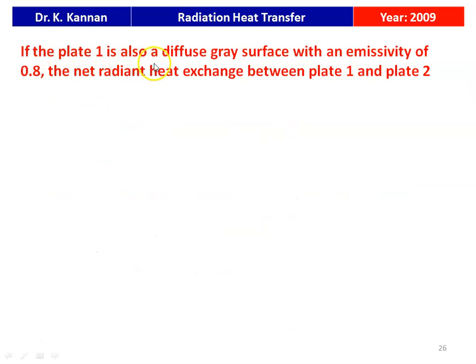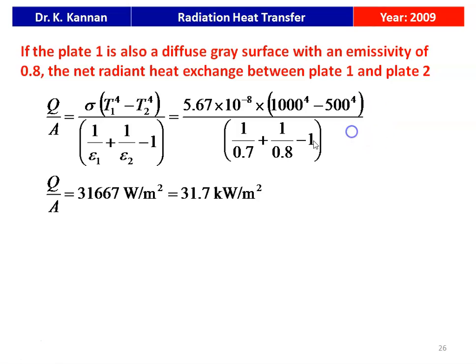If the plate 1 is also a diffuse gray surface with the emissivity of 0.8, the net radiation heat exchange between plate 1 and 2: now we have to take the equation Q by A equal to sigma T1 to the power 4 minus T2 to the power 4 divided by 1 by epsilon 1 plus 1 by epsilon 2 minus 1. So substituting all the numerical values, we calculate Q by A equal to 31.7 kilowatts per meter square. Look at the calculation. It is mere substitution, using the calculator you can calculate.